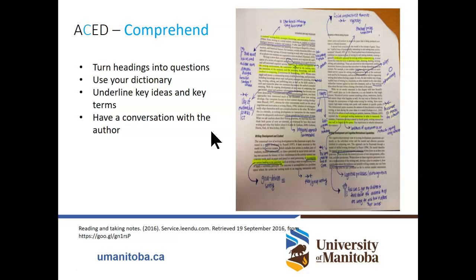At the second stage of the process, you want to understand the reading. This is your deep dive into the text. Here you can begin by first turning the headings and subheadings into questions to be answered as you read. As you come across new words, note their definitions or synonyms. Find the keys to the reading, that is the main claim or purpose statement.